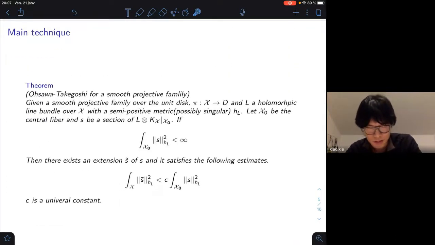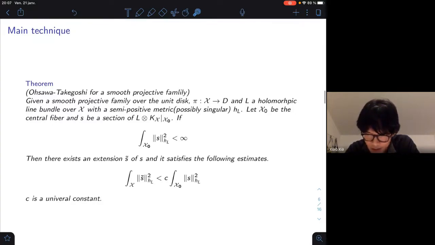Now I'm gonna talk about the main technique of our proof. It's called the Ohsawa-Takegoshi theorem. Okay, so we again start with the projective family, a smooth projective family. So it's just a fibration over the disk, and this pi is a submersion, and each fiber is a projective manifold.